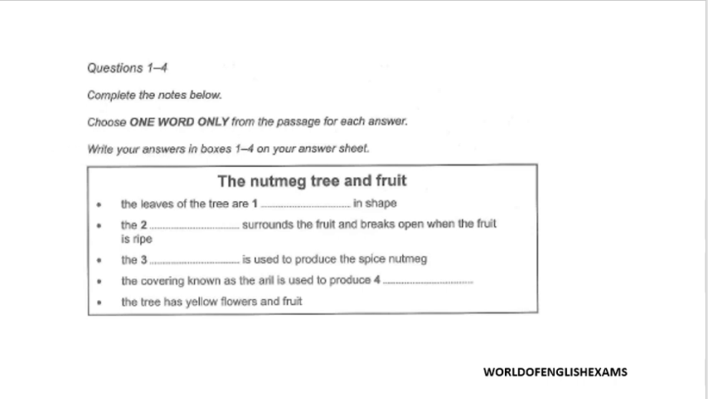So if you do not follow this and if you, let's say, write the answer as a two-word answer, then automatically it is considered to be an error. So I request you to pay attention to this tiny detail every single time you sit to solve a reading test. So the title of the passage says the nutmeg tree and fruit.